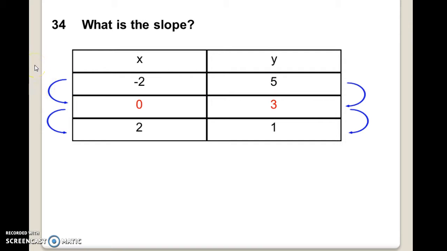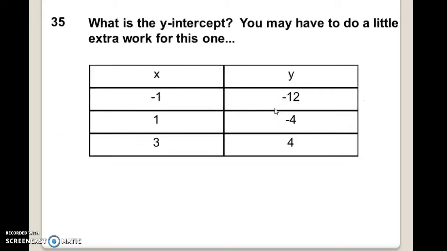For this one, we're going to look here. I see where x is 0. I'm going to look at the y value here, and I'm going to see that it's 3. But what if the table does not give you an x value of 0? Go ahead and pause the video and write what is presented on the slide.